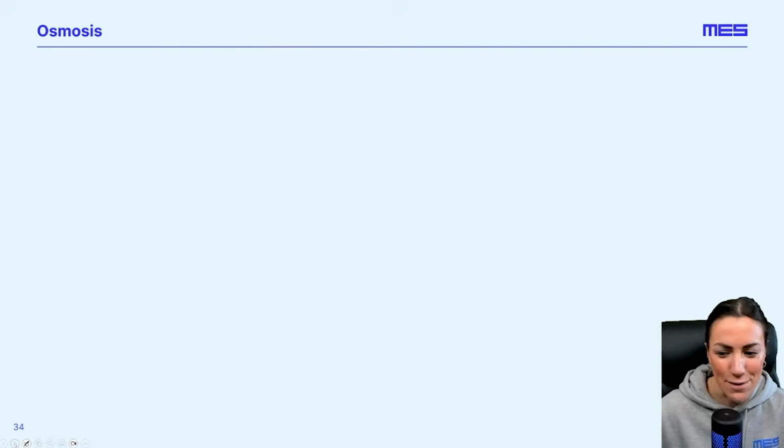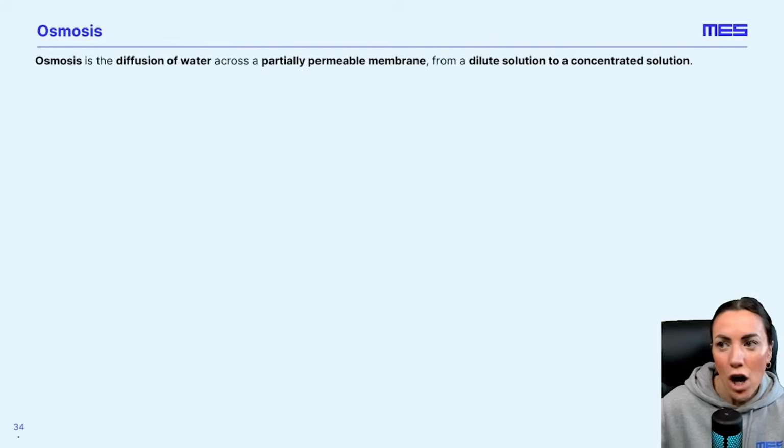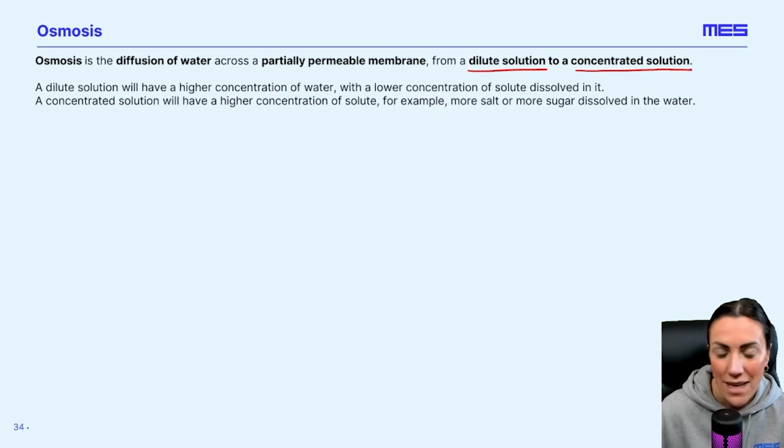Okay, let's think about osmosis next. We've just mentioned it with root hair cells. Osmosis is the diffusion of water across a partially permeable membrane. So this has to take place across a partially permeable membrane, which in living things will be the cell membrane. And the water will move from a dilute solution to a concentrated solution. Now, this confuses students very often. A dilute solution will have a higher concentration of water, but a lower concentration of solute dissolved in it.